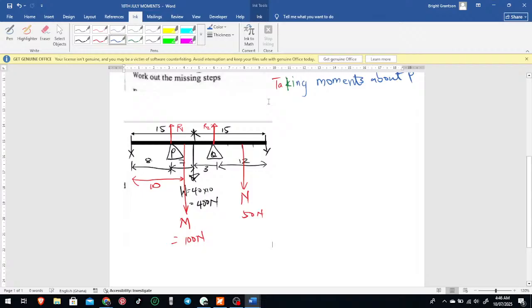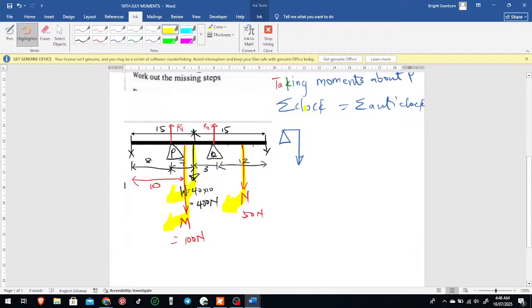Taking moment about P. So the sum of clockwise moments equals the sum of anti-clockwise moments. From P, the first force will be clockwise, this one will be clockwise, this one will be clockwise, this one will be clockwise. Right, they're moving in the clock direction.